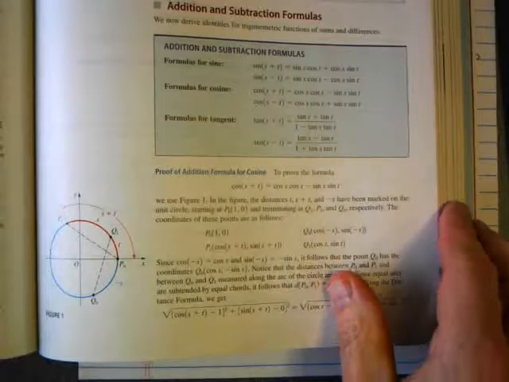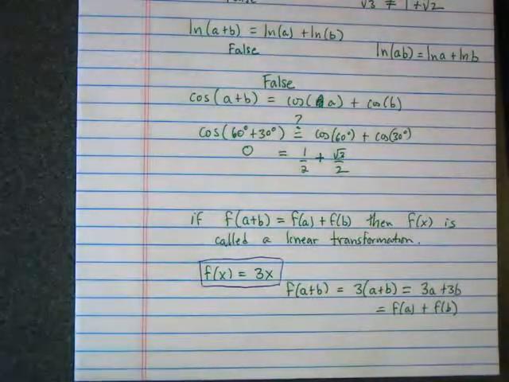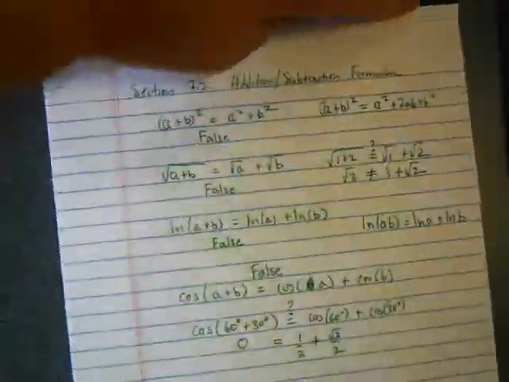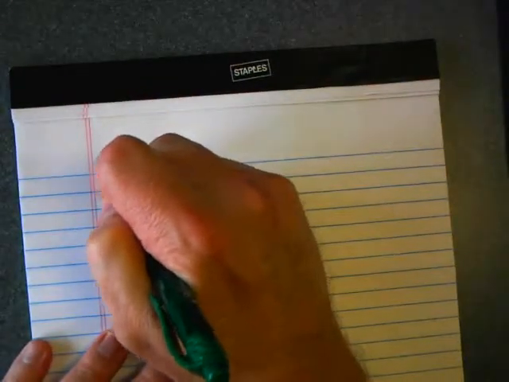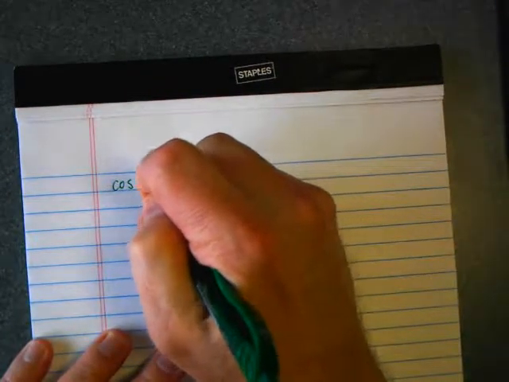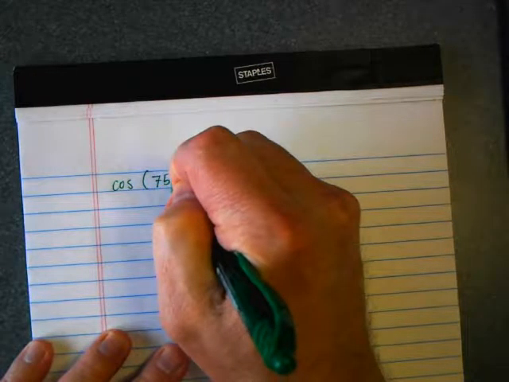All right, so now I'm going to ask you a question. What's the cosine of 75 degrees? You can use your calculator and give me a decimal, but I don't want the decimal. I want a nice exact answer with square roots written in it.